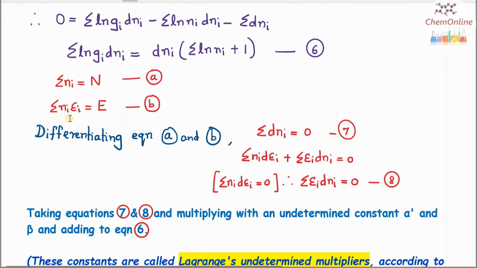Also summation ni epsilon I equals capital E. That is the total energy. Let this be equation B. Now differentiating equations A and B, we get summation dni equal to 0, because summation ni equals capital N, which is a constant. So summation dni is equal to 0.